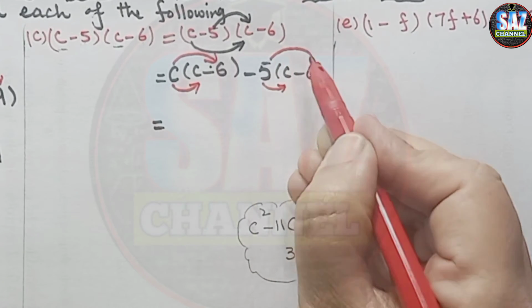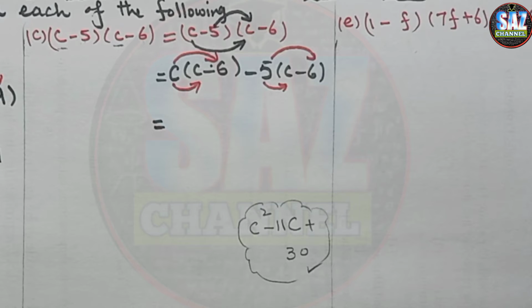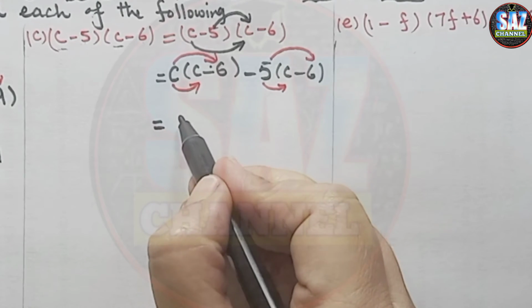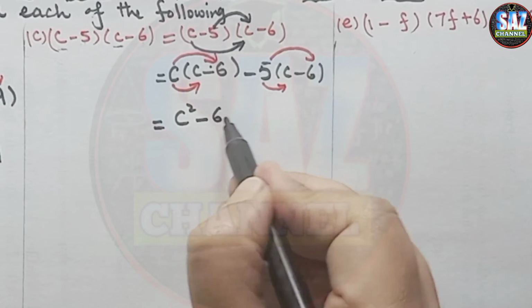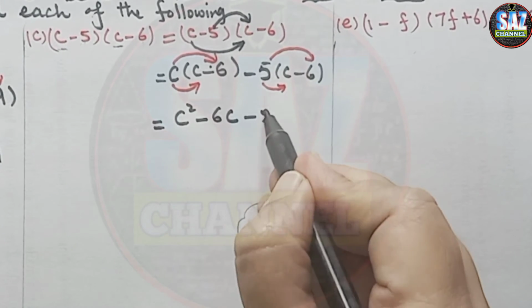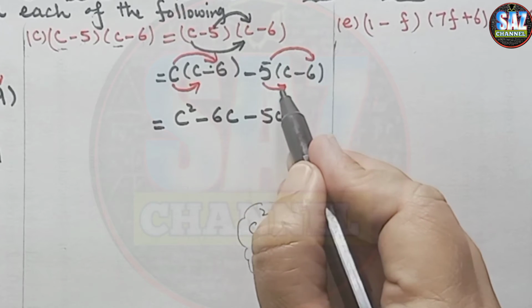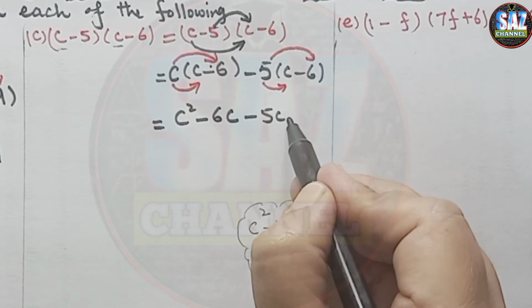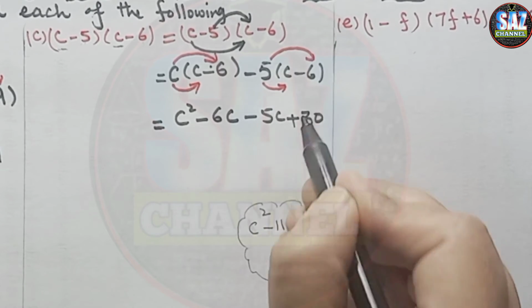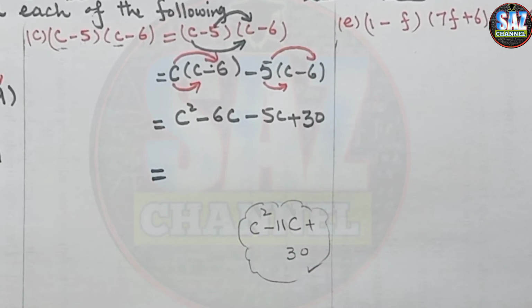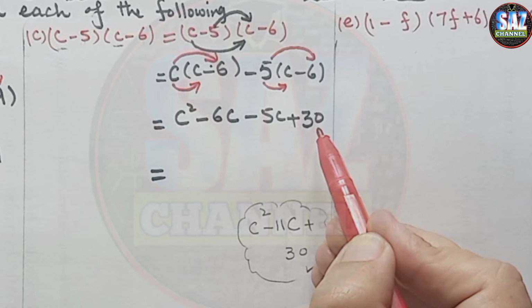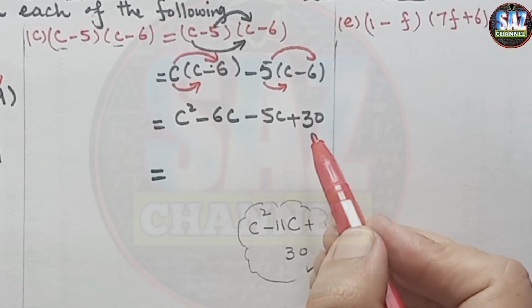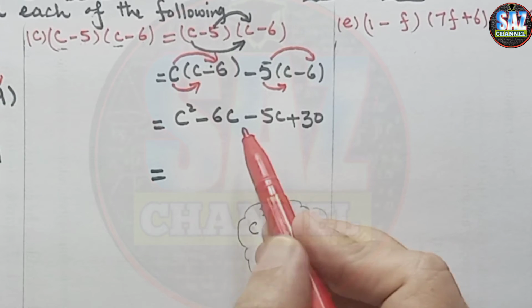Now when c is multiplied by c, it becomes c square. Then c multiplied by minus 6 gives minus 6c, minus 5c, and minus multiplied by minus is positive, and 6 times 5 is 30. Now it's time to decide the like terms and solve them. C square doesn't have any friend here. 30 is the constant, it's also alone, but if we look at the c terms, we have two c terms.